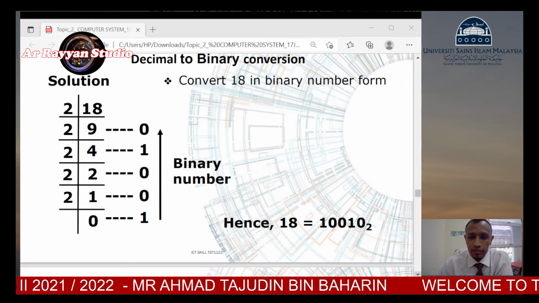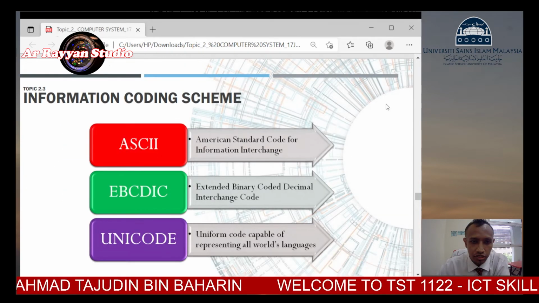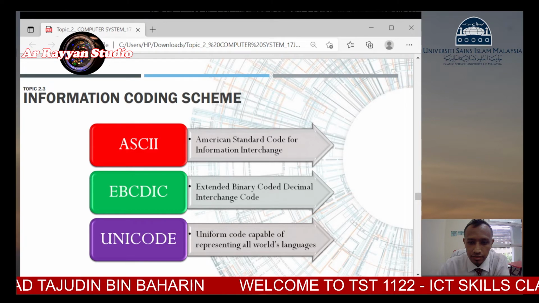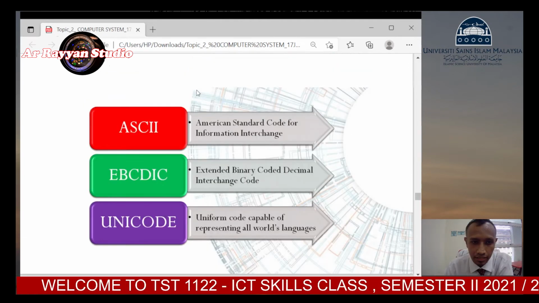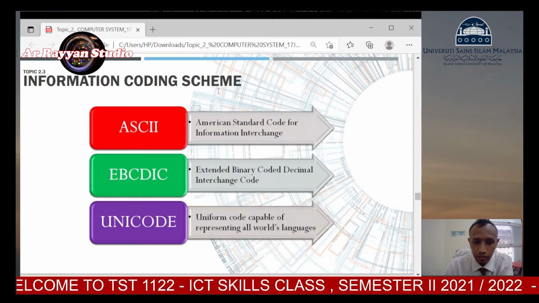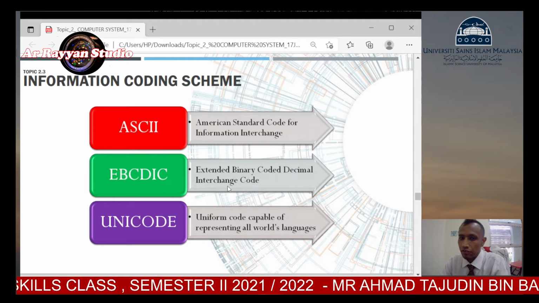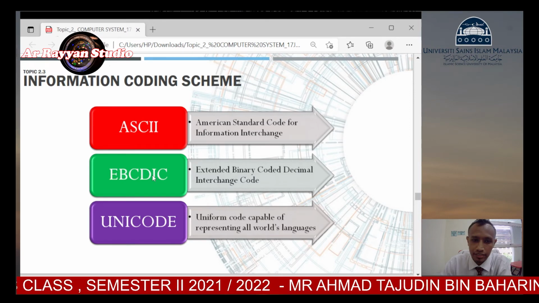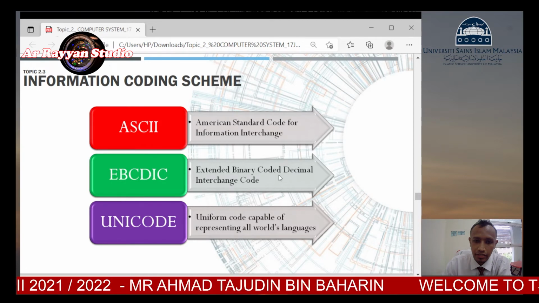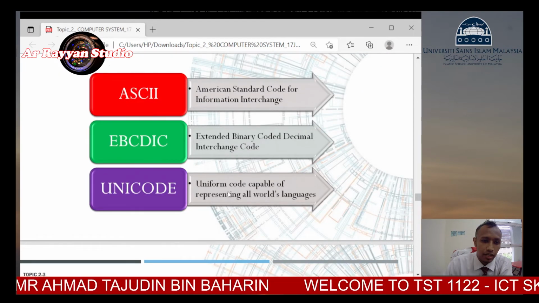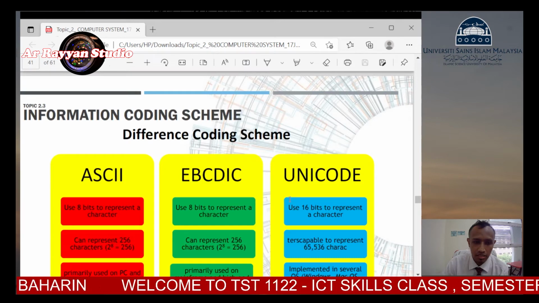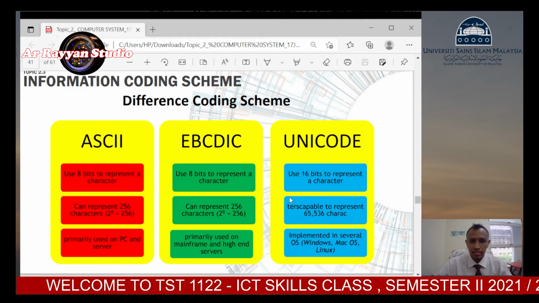Okay, next we go for information coding scheme. Alright, dekat sini dia ada scheme ASCII, American Standard Code for Information Interchange. Right, and then beside of that dia ada scheme lain iaitu EBCDIC, means that a standard binary coded decimal interchange code. And last one, they have Unicode, uniform code capable of represent all world language. Alright, so this is the difference between coding scheme.